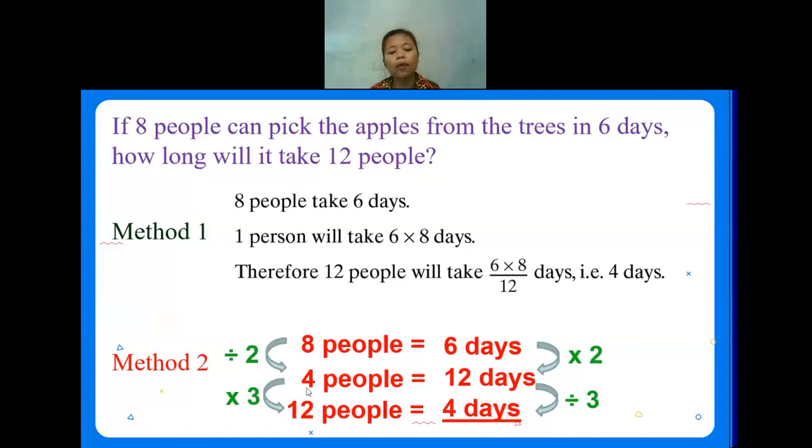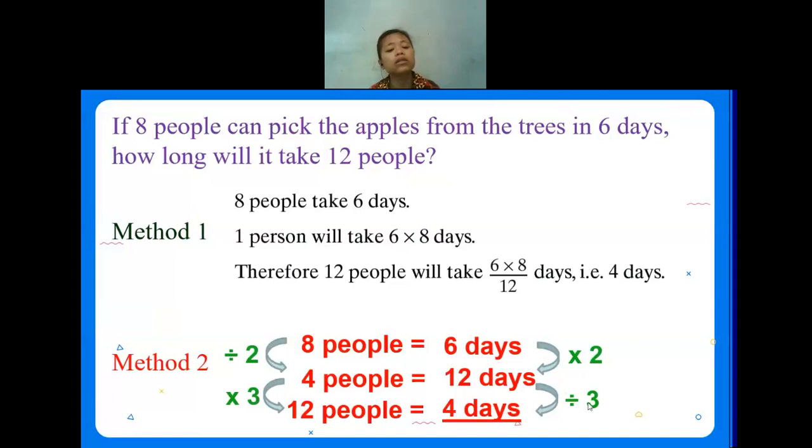From 8 into 4, I need to divide it by 2. Fewer people means it will take more days. That's why here I need to multiply it by 2. So for 4 people, it will take 12 days. Later the question is asking about 12 people. So from 4 into 12, I need to multiply it by 3. More people means fewer days. So to get the last number, I need to divide it by 3.